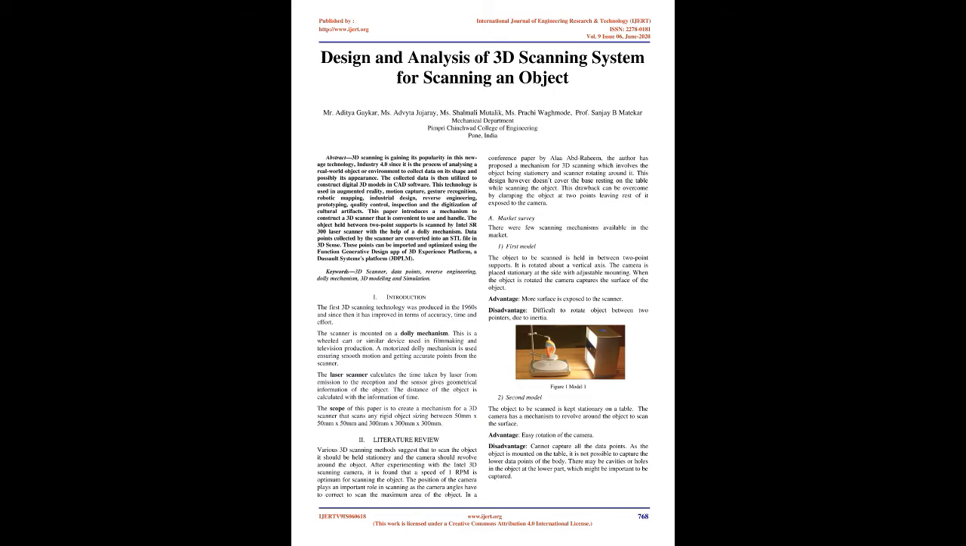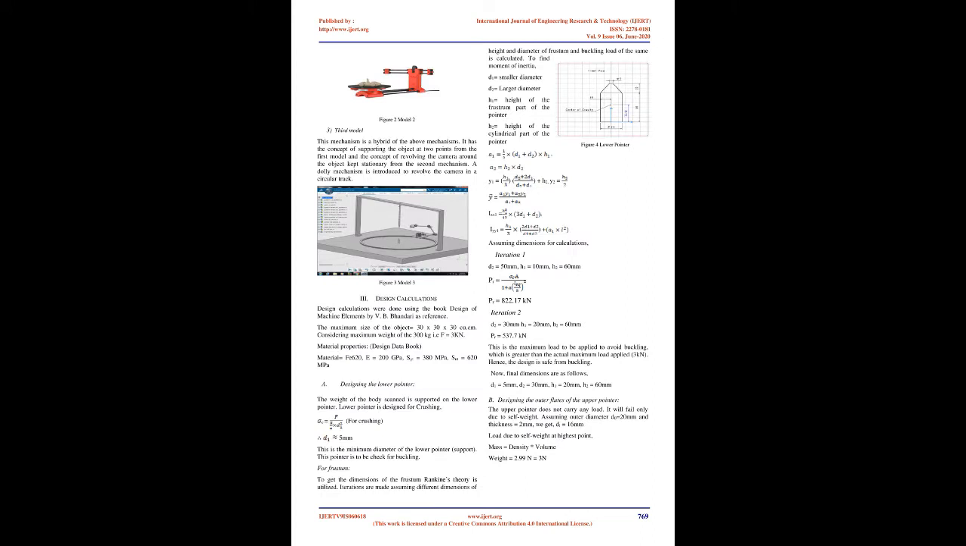In a conference paper by Ala Abdirahim, the author has proposed a mechanism for 3D scanning which involves the object being stationary and the scanner rotating around it. This design, however, doesn't cover the base resting on the table while scanning the object. This drawback can be overcome by clamping the object at 2 points, leaving the rest of it exposed to the camera. A market survey: there were a few scanning mechanisms available in the market.